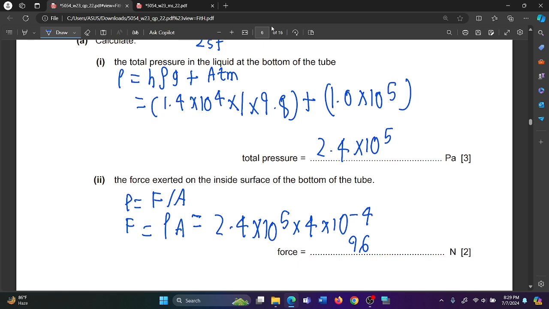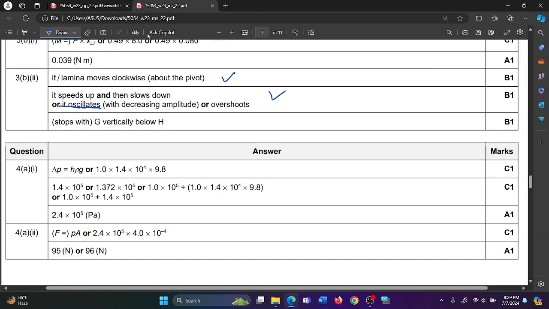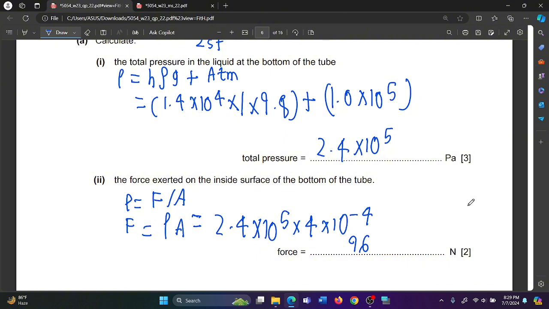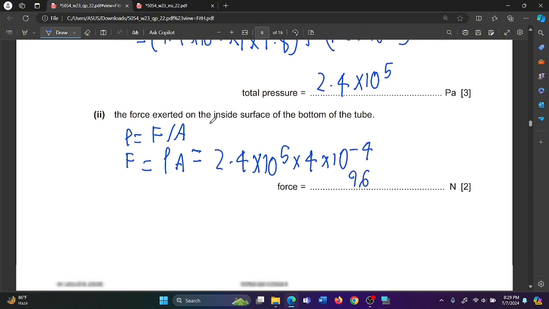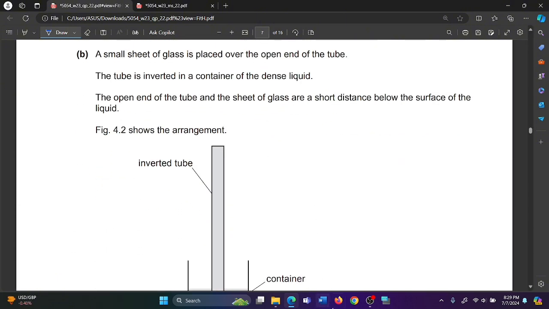Let's look at the mark scheme. Yes, it's 96. We got 96, so we got the mark. So we got full marks in part A. Now let's go on to part B.